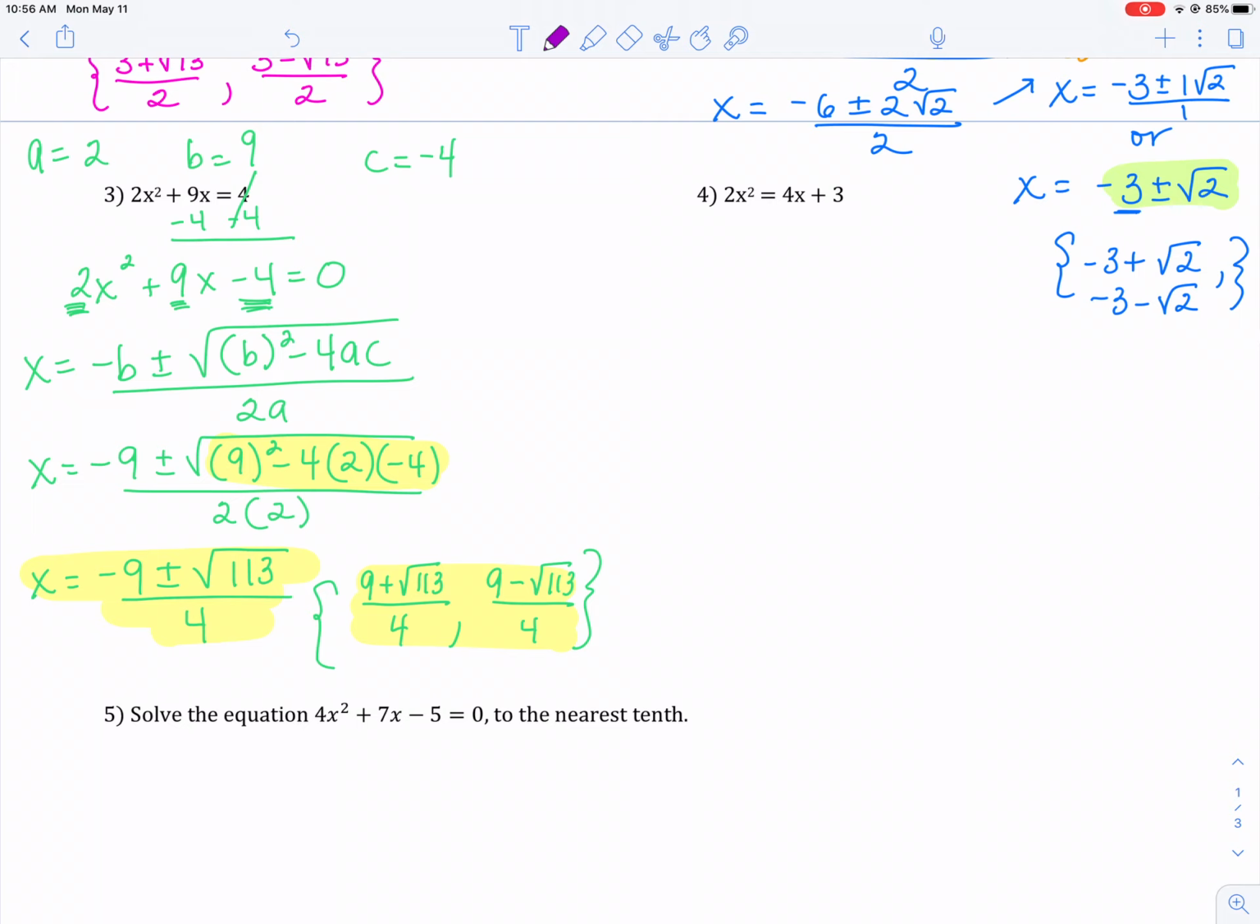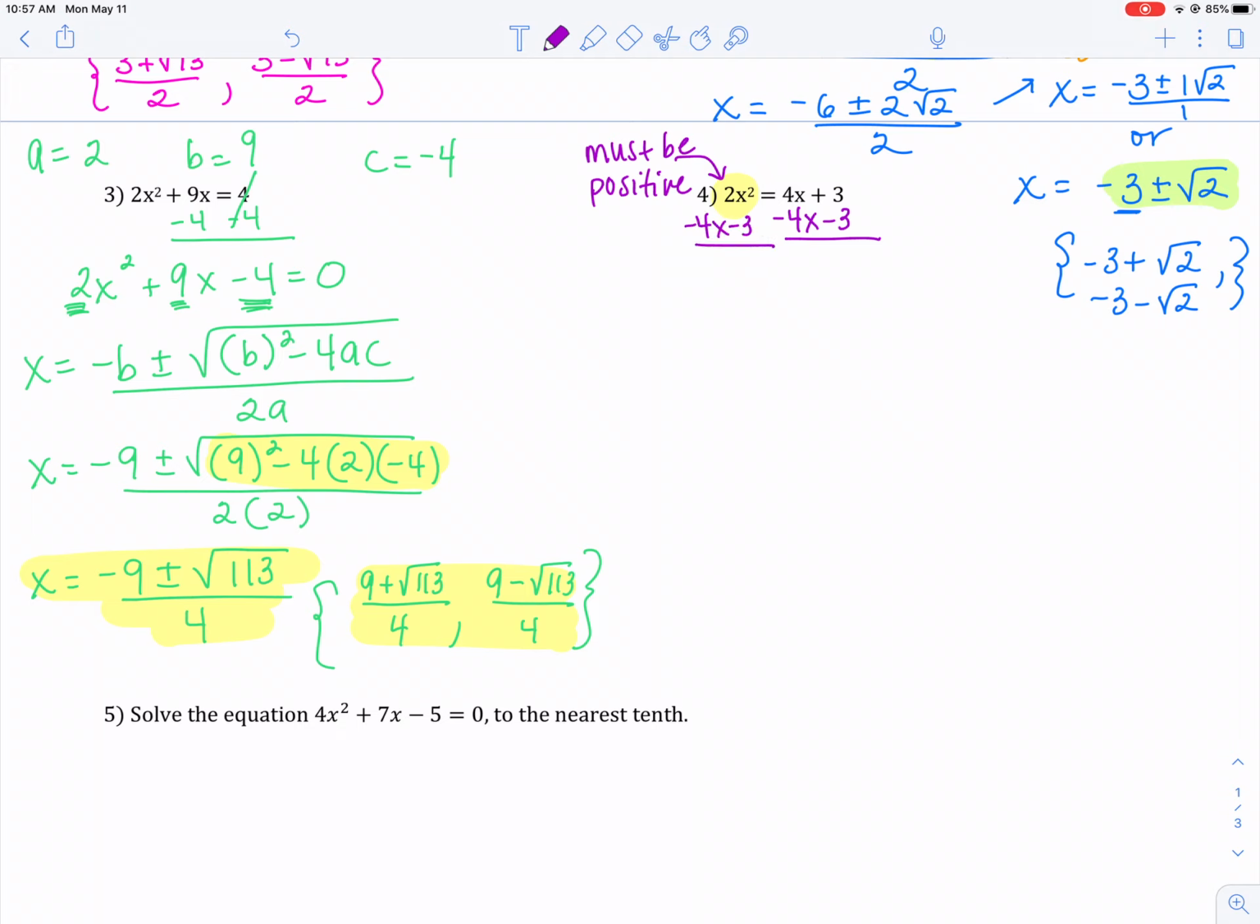Okay, so look at number 4. So important we talk about number 4. In number 4, you see your x squared term? This is your x squared term. That x squared term must be positive. Okay, keep it positive. So in other words, you're going to move the 4x and the 3 to the other side.